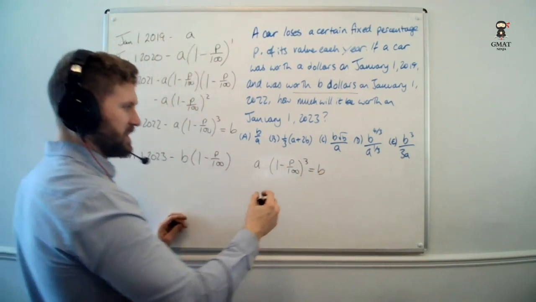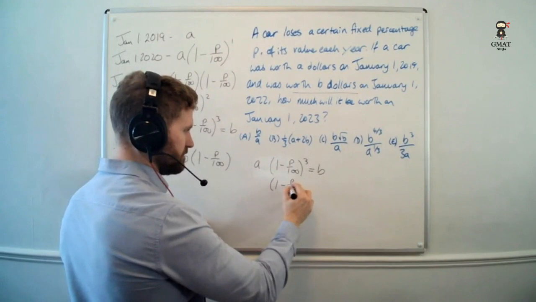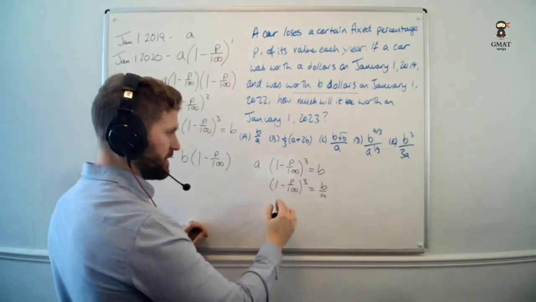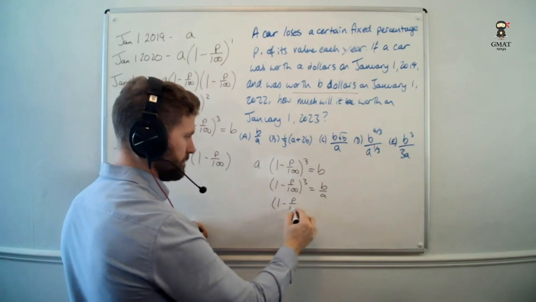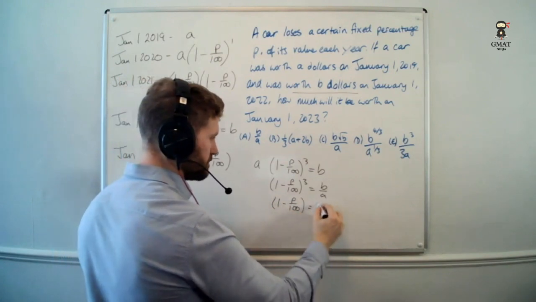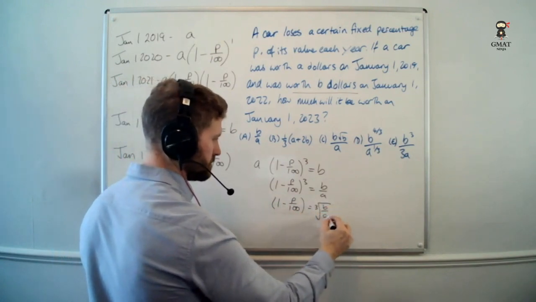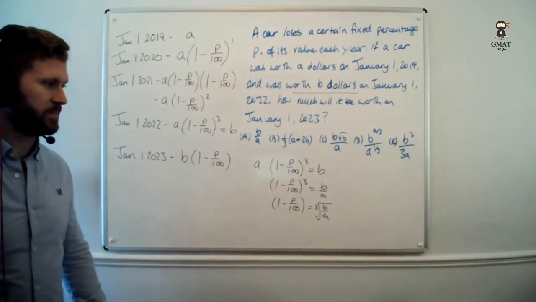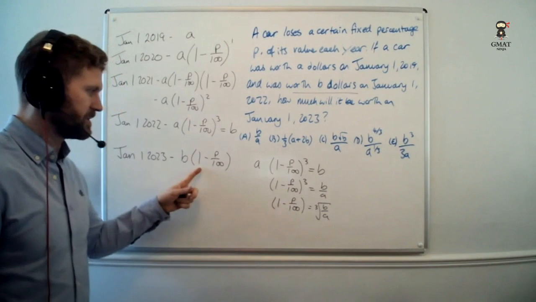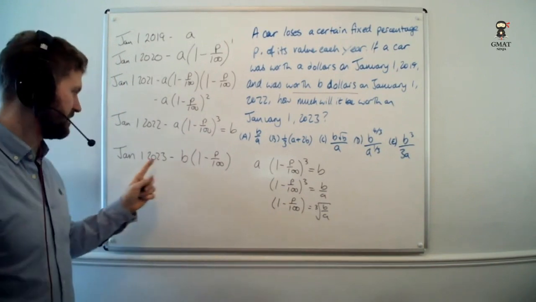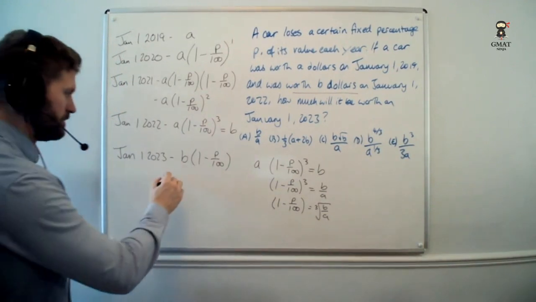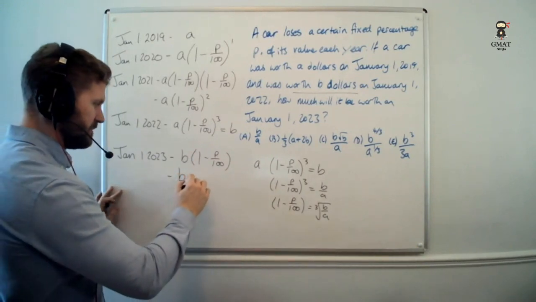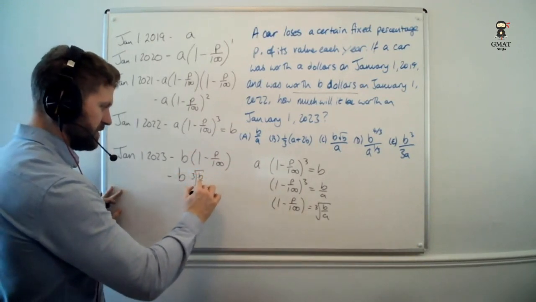If I divide both sides by A, and then take the cube root, I've made 1 minus P over 100 the subject here. And I can take this value and substitute it back into my value for January the 1st, 2023, and that'll get rid of anything with a P in it. So I've got B times the cube root of B over A.